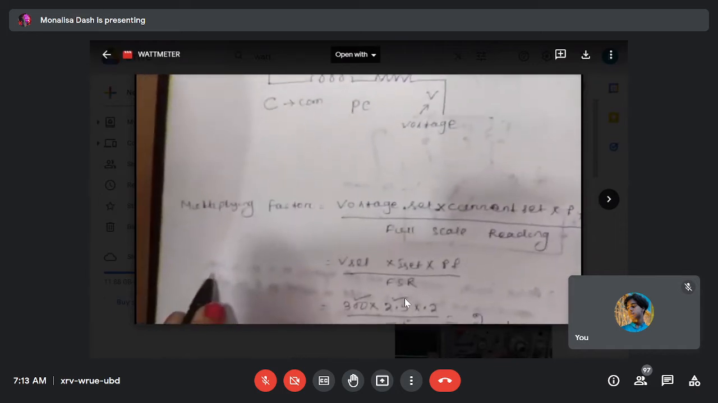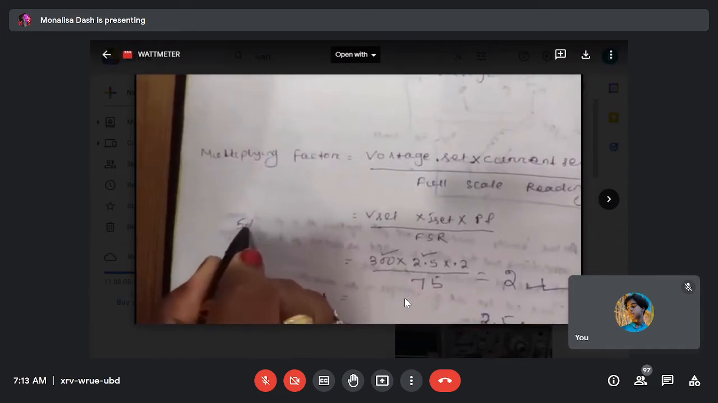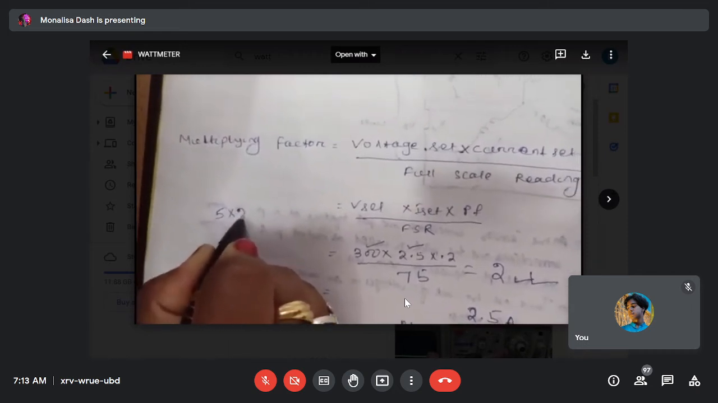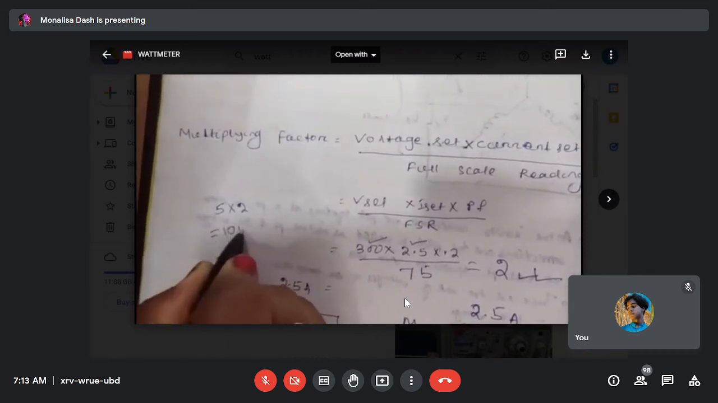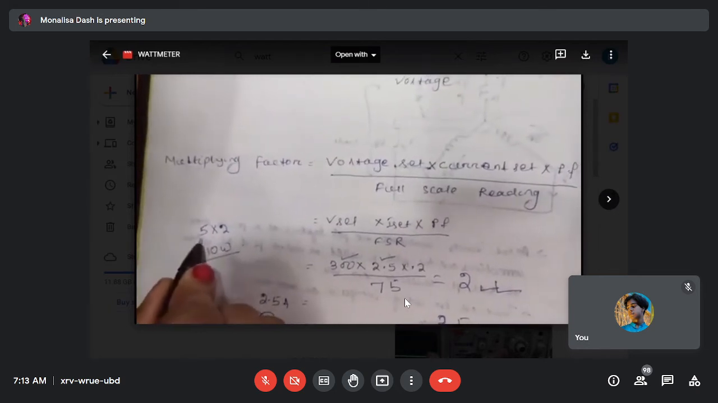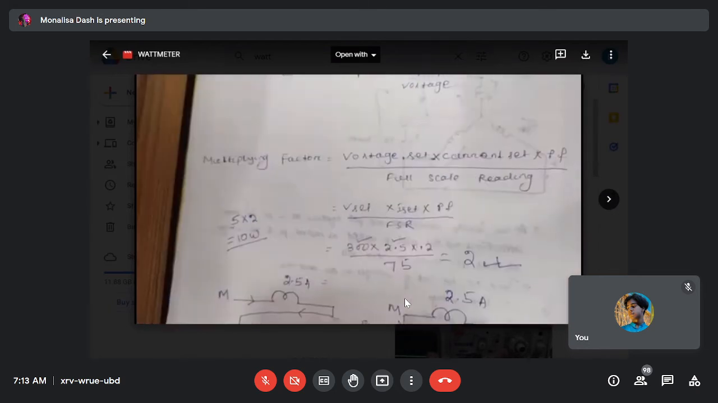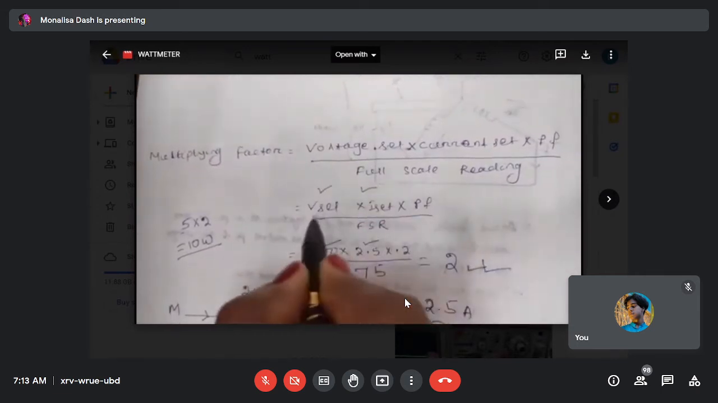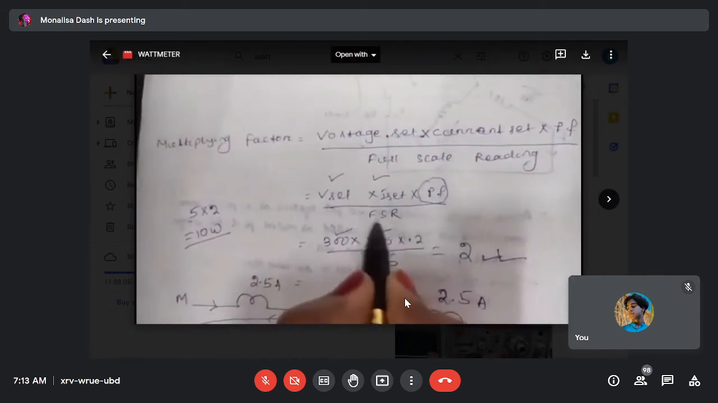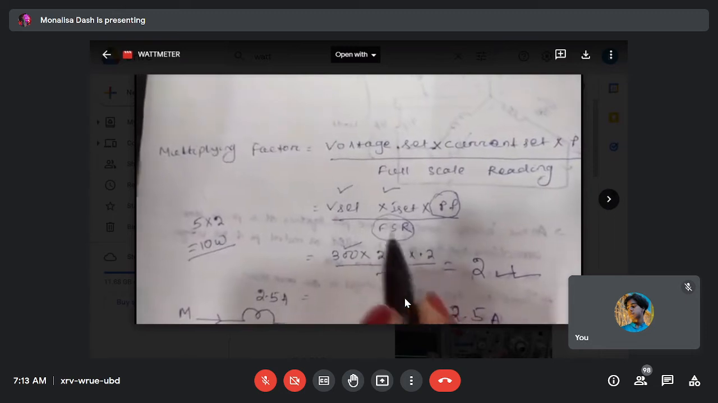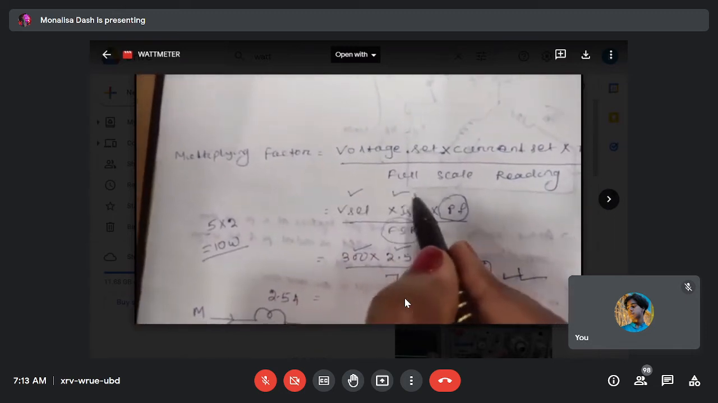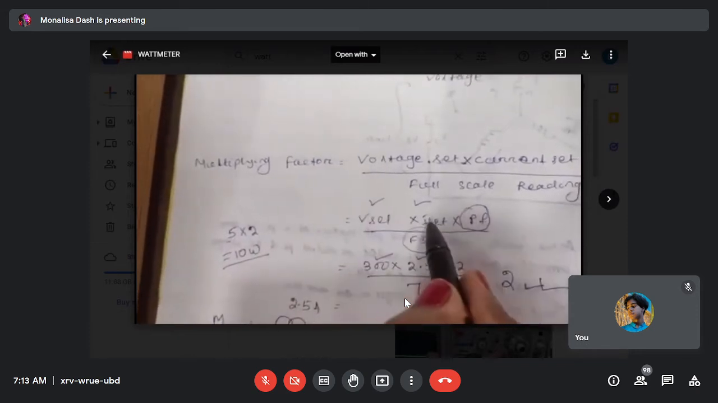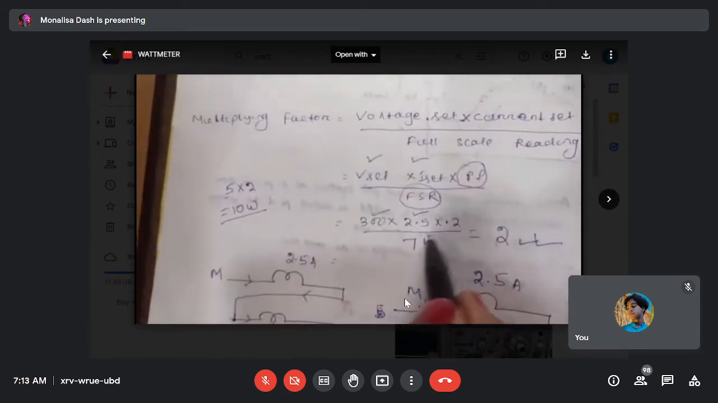Suppose the reading coming in the wattmeter is 5. I have to write 5 into the multiplying factor 2, so the reading is 10 watt. I cannot directly write it as 5. As the reading is directly proportional to voltage and current, and the power factor and full scale are fixed, if we vary the voltage and current, the reading will increase accordingly. So this is the formula.